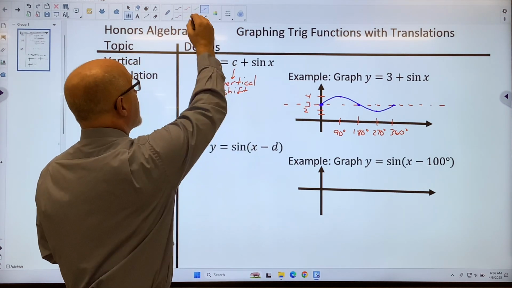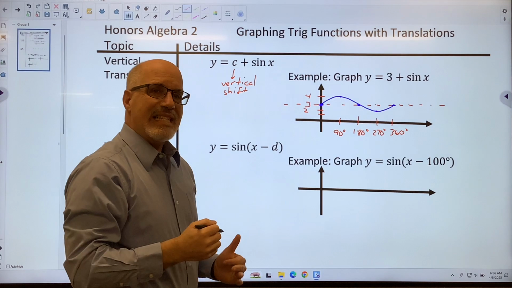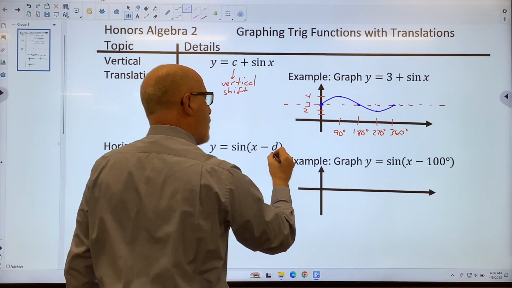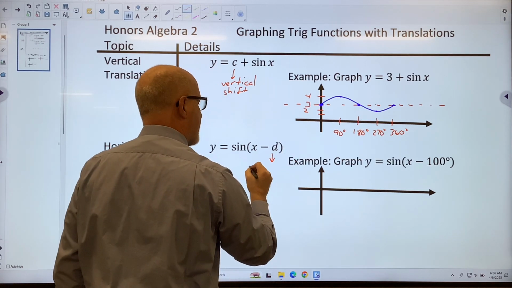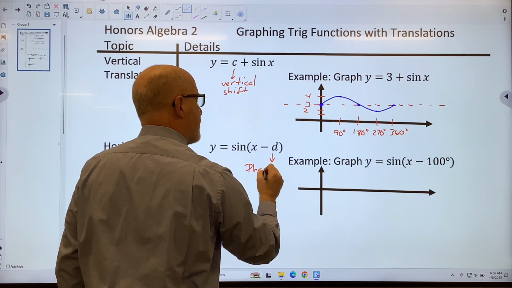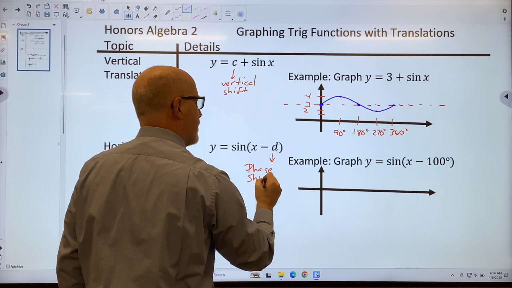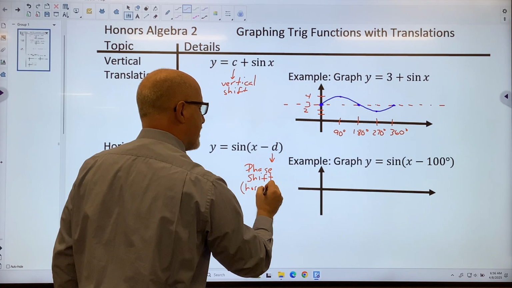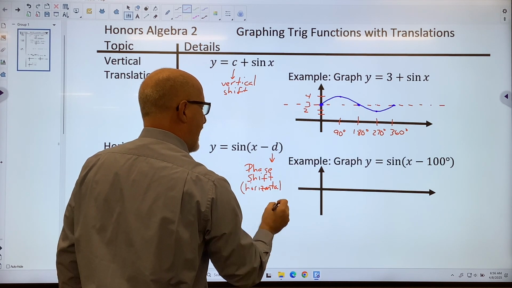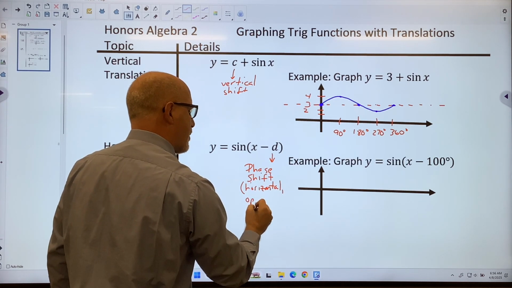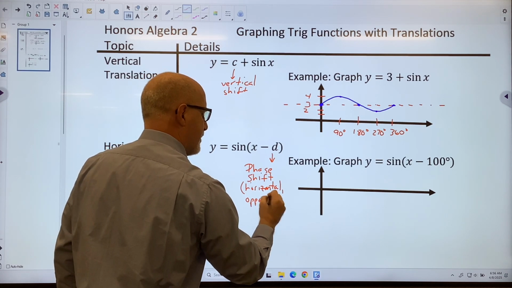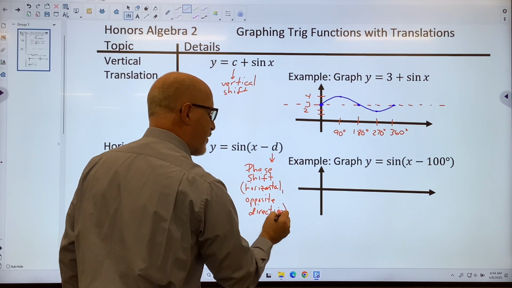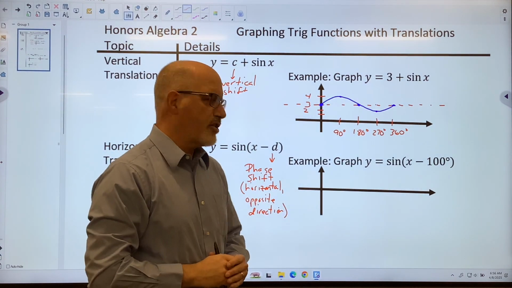Now, if we work with this one, this has a number on the inside. This is a horizontal shift, or we call this a phase shift. I'm going to use that phrase because that's the common phrase we use. Phase shift is where we work with it horizontally, and also it's in the opposite direction. That's very consistent with the other families of functions that we've done.